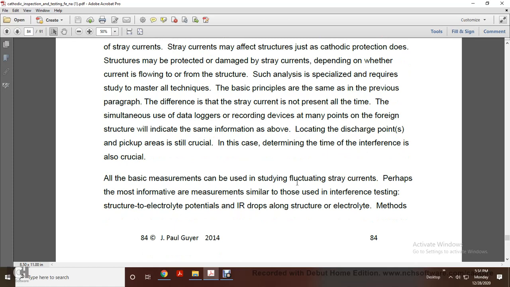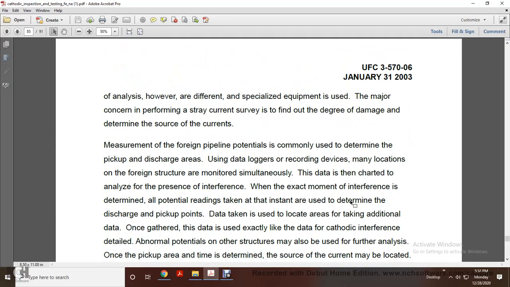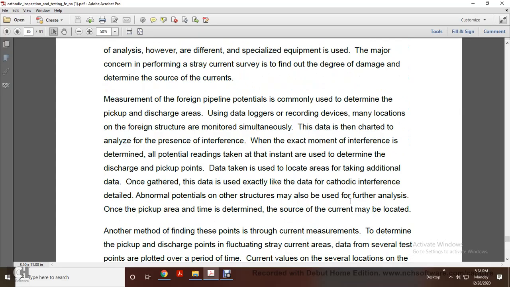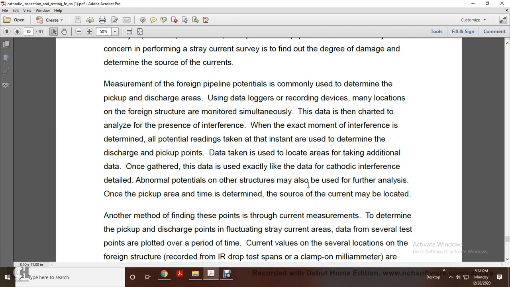All basic measurements can be used for fluctuating stray currents. Perhaps the most informative measurements, similar to interference testing, are structure-electrolyte potential, the ampere-ohm drop along the structure, and electrolyte methods of analysis. However, different specialized equipment is used. The purpose of performing a stray current survey is to find out the degree of damage and determine the source of the current. Measurement of foreign pipe potential is commonly used to determine the pickup and discharge areas, with the use of data loggers.